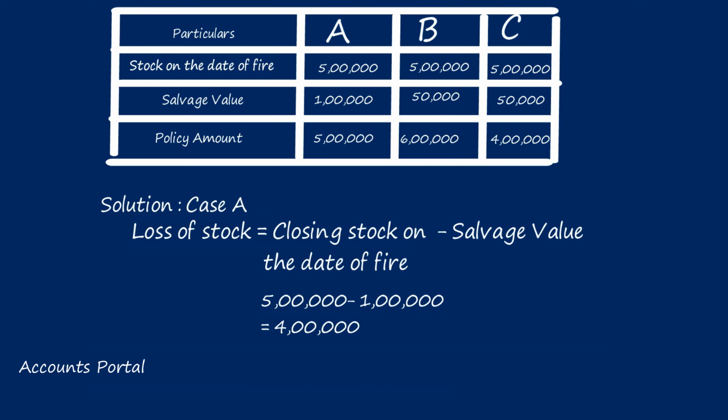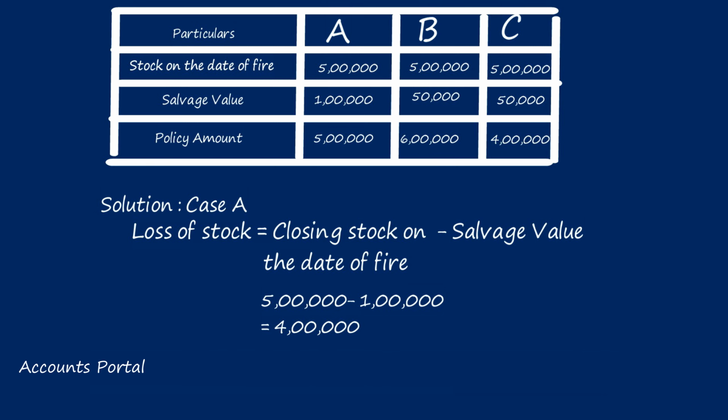Now claim amount calculation. First determine whether the average clause is applicable or not. We must examine two conditions: whether the policy is underinsured or the average clause is mentioned in the agreement. Sir, to determine whether the policy is underinsured or overinsured, we need to compare policy amount with clothing stock on the date of fire. So in case A, what is the clothing stock on the date of fire? 5 lakhs. Policy amount is 5 lakhs. So it is neither overinsured nor underinsured. So the average clause is not applicable in case A.